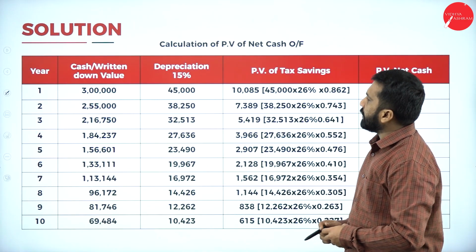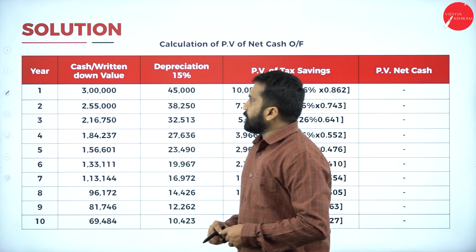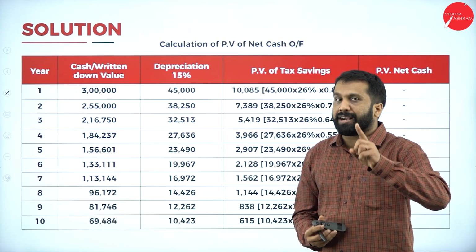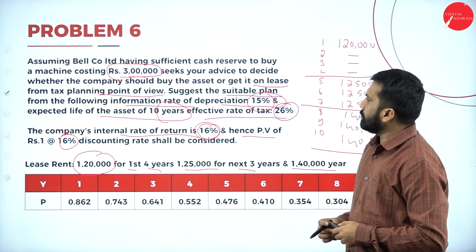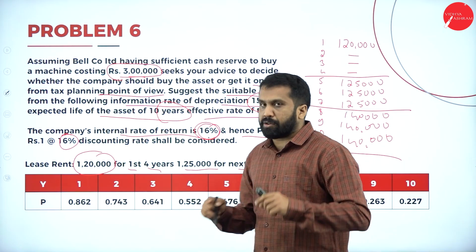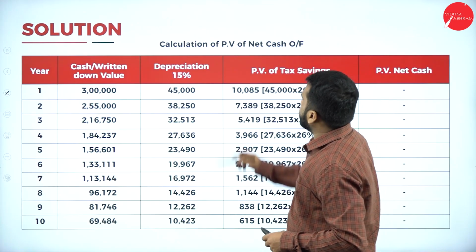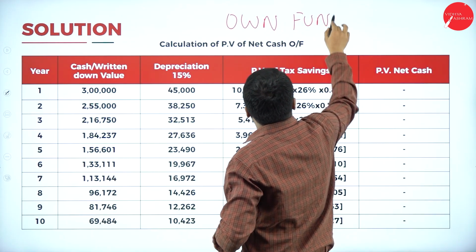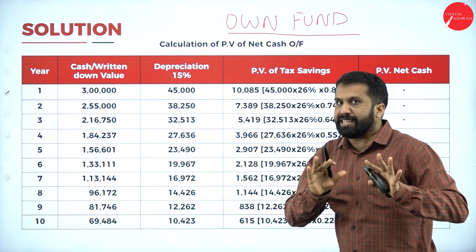Now, what is the cash outflow here? Now, your written down value, we'll calculate depreciation. They have not mentioned additional depreciation in this, so you're not supposed to consider it. Now, see, what is your value? We are doing own fund. Your value is 3 lakh. So this is nothing but own fund. How many years are you doing? You are doing for 10 years.